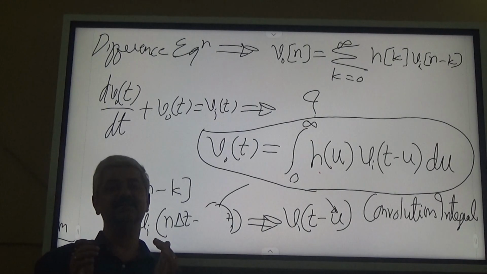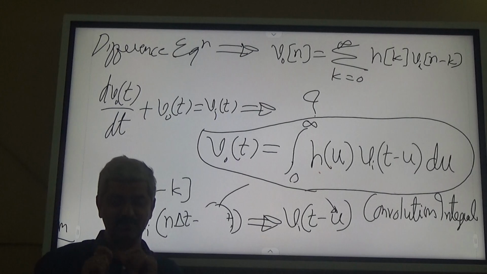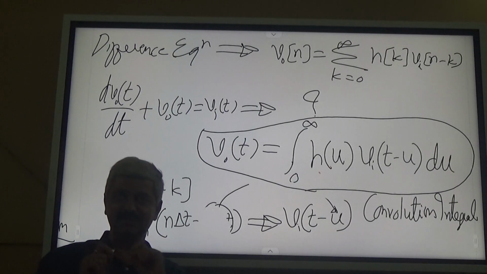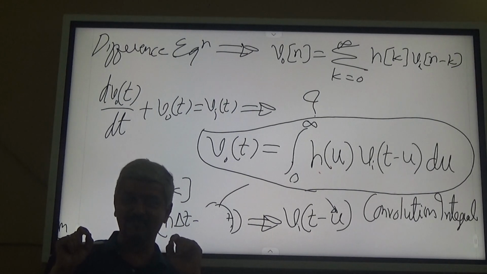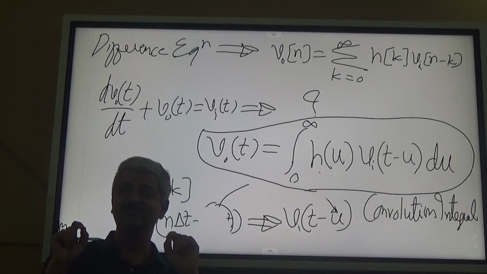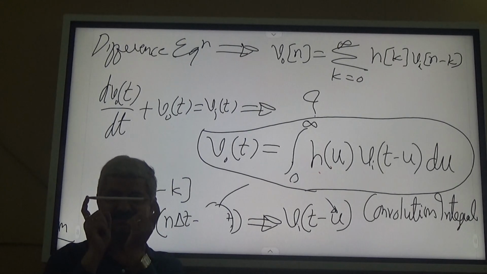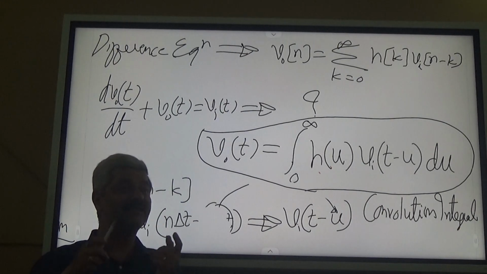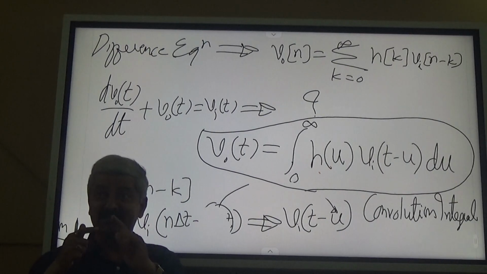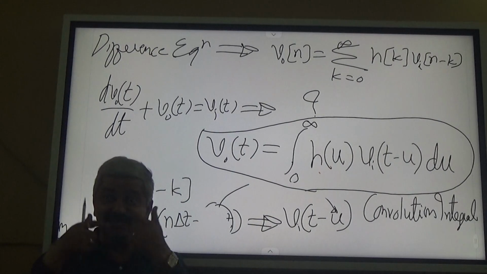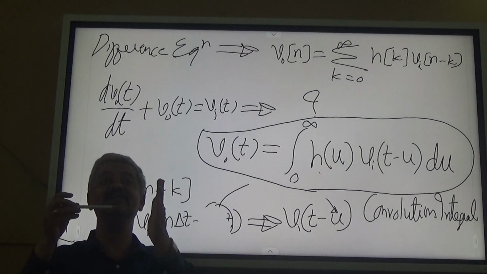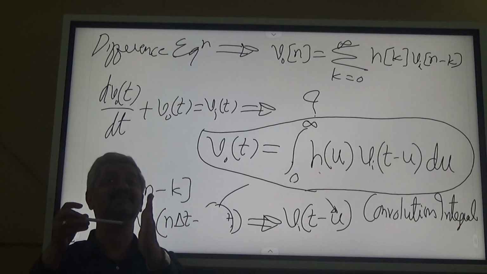Whereas infinite, listen very carefully, what is the length of a point? Infinitesimally small. Infinite number of infinitesimally small points create a finite length. Infinite number of infinitesimally small instants create a finite duration.